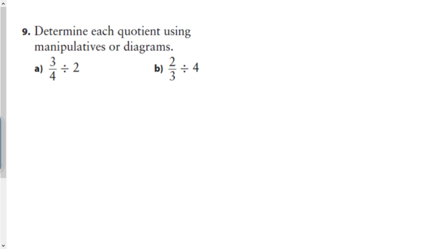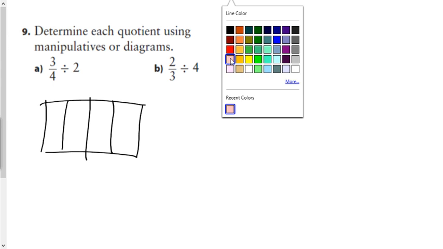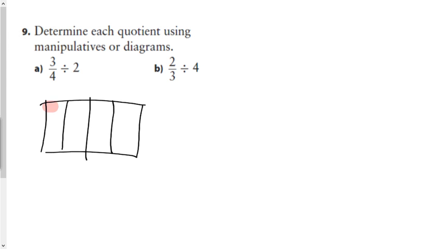Question 9. Okay, so it's using diagrams. So the first question, 3/4 divided by 2. I'm going to draw 3/4. I'm going to use the lovely pink this time because we haven't used pink for highlighter. So there's 3/4, and I'm going to divide that between two people. So 3/4 of a chocolate bar, 3/4 of a pizza divided between two people.